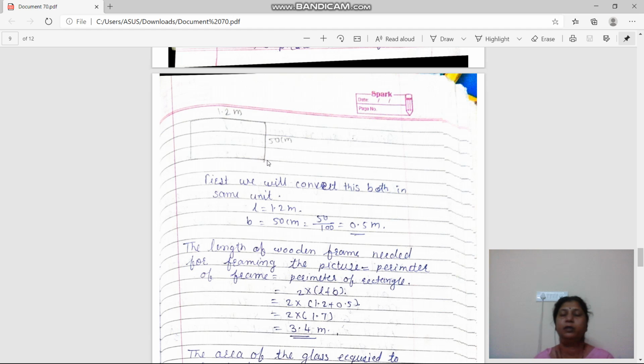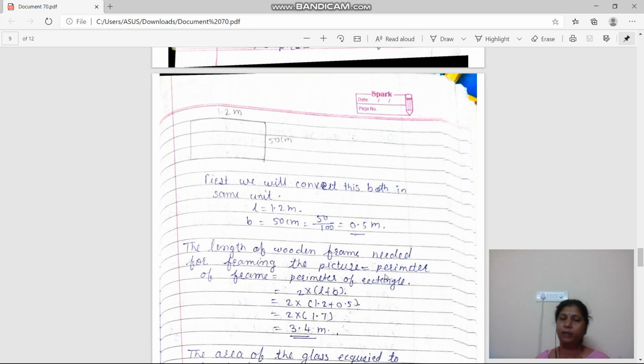Okay, so let's convert into meters. First we have to convert both into the same unit. So the length is 1.5 meter. Let's convert b. B is equal to 50 centimeter, which is 50 upon 100, that is 0.5 meter. Get it? So the length of the wooden frame needed for framing the picture is equal to the wooden frame. Suppose this is our picture. The wooden frame required is on the length and breadth. This is our length and this is also length, and this is the breadth and this is also breadth.